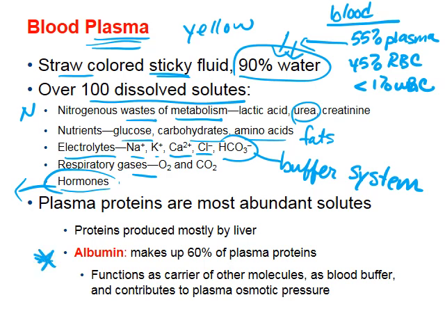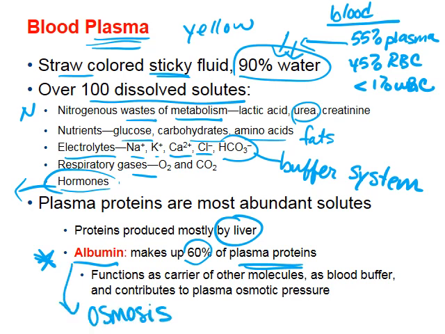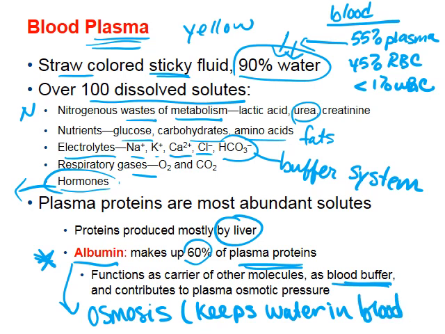The other thing that we have to talk about is this protein called albumin. Albumin makes up about 60% of all of your plasma proteins, so that's quite a bit. Most of these are produced by your liver, and the function of this albumin has to do with osmosis, our favorite topic, right? It acts as a buffer in your blood, and it basically keeps water in blood plasma or blood vessels.